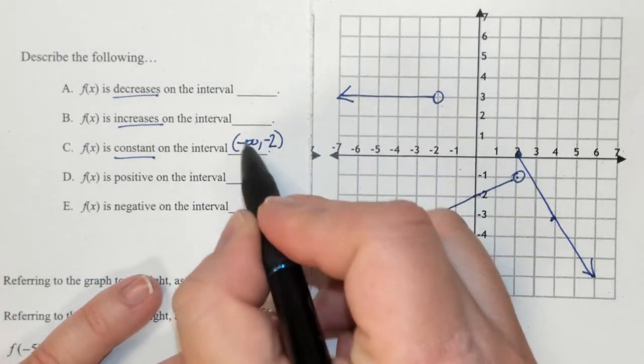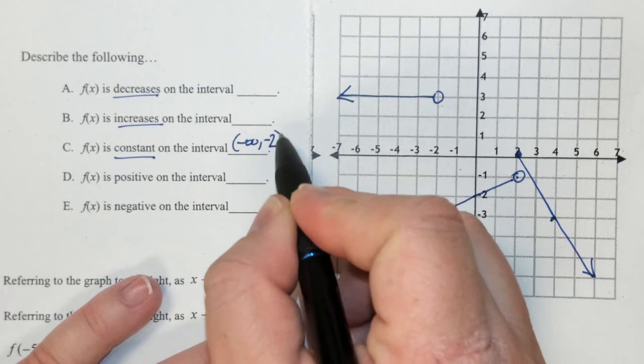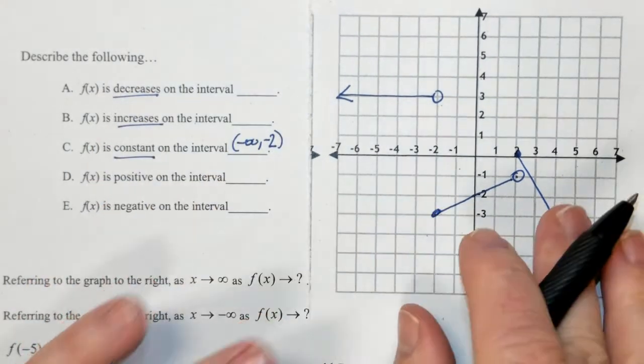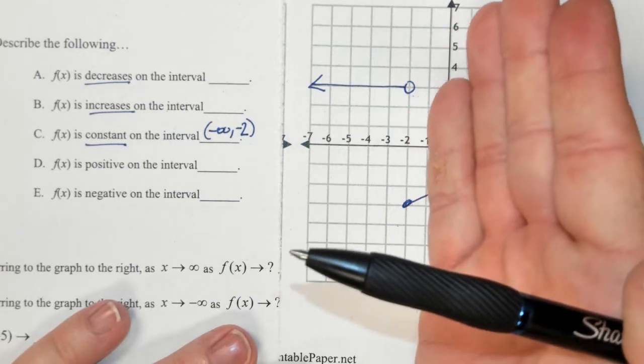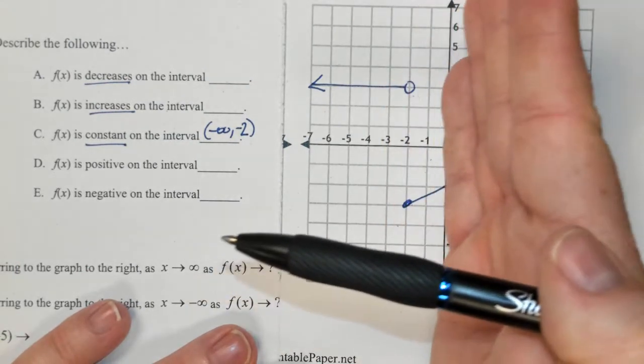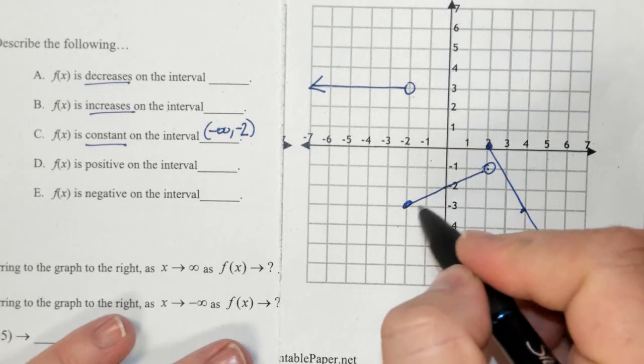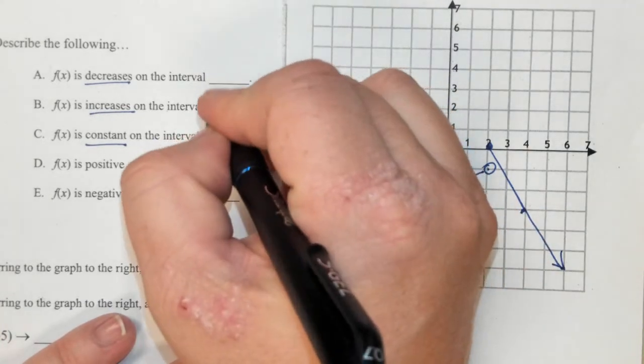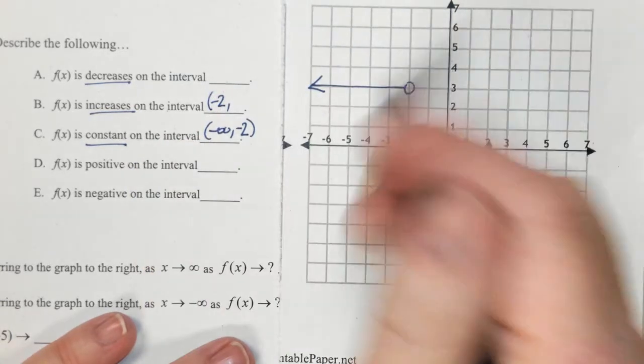Don't worry about whether it should be a bracket or a parenthesis, because all three of these always have parentheses. From left to right, this middle section is increasing. Think of yourself as running, you're going uphill. Okay, so going uphill from an x value of -2, increasing, all the way to an x value of +2.